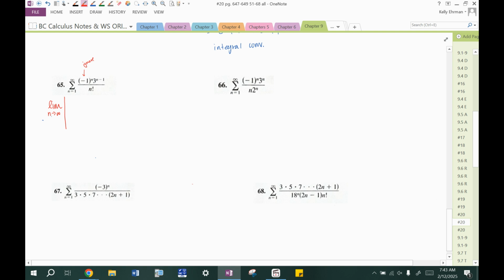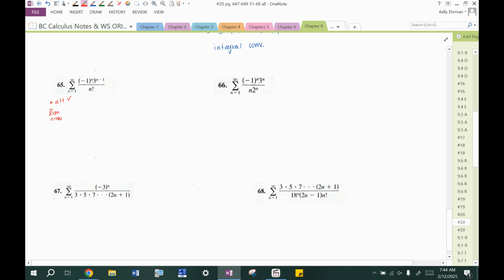Or could I have done the alternating series test? Yeah, you know what? I guess I could do alternating series. I don't remember what I did on the key that I posted, but let's do that first. Alternating, check. Ratio test would also work, by the way.